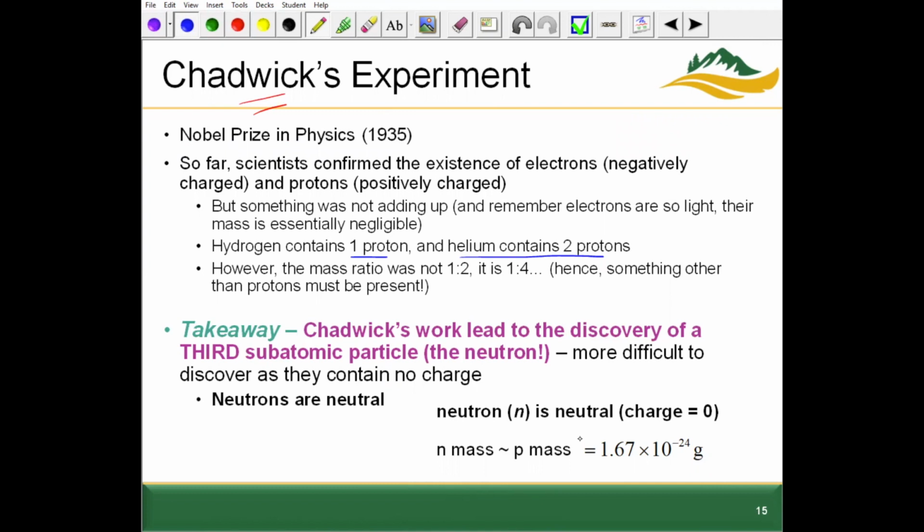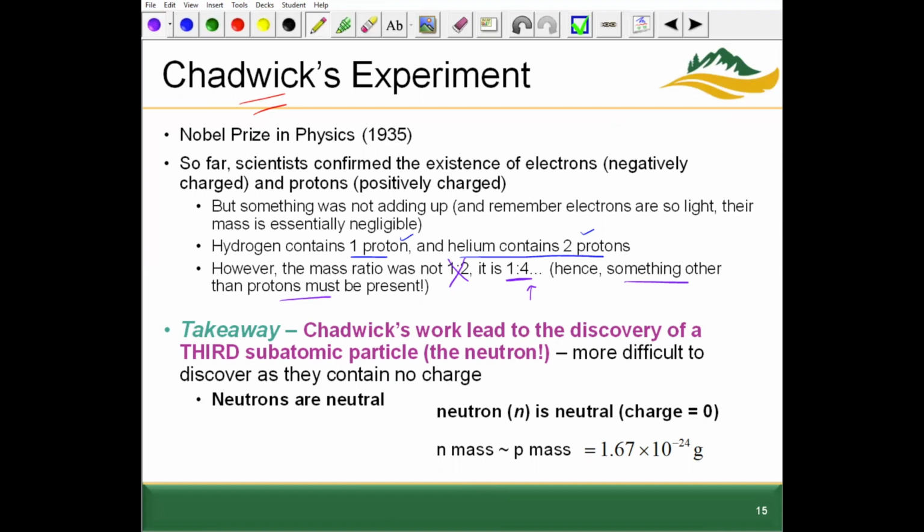So if we're comparing the mass of hydrogen to helium and only protons are present in the nucleus, then we should have a mass ratio of just 1 to 2, because protons are the only items that are adding mass to the nucleus of those atoms. However, what Chadwick saw is that the ratio was not just 1 to 2, instead it was 1 to 4, meaning that something else must be present in the atom that is adding mass.